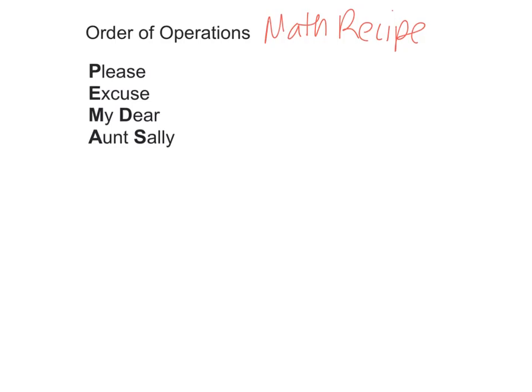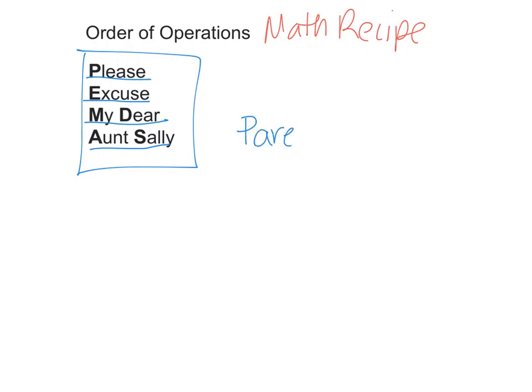So this math recipe, or its order, goes in this order. This is the way that you can remember it: Please excuse my dear Aunt Sally. P being the parentheses, and there are those symbols. And there's also symbols like this. They're brackets that fall in the parentheses category.